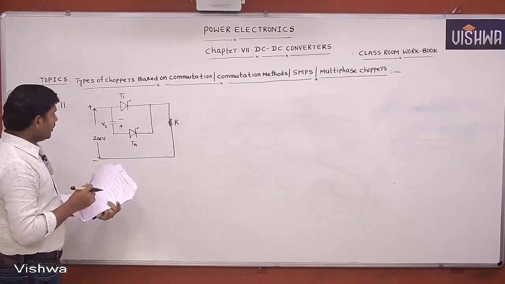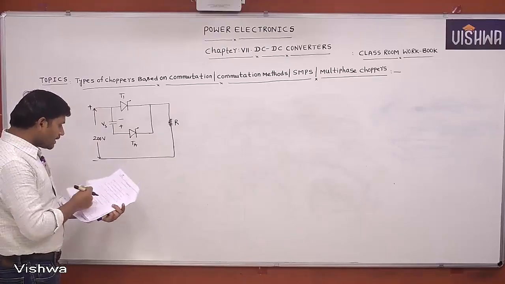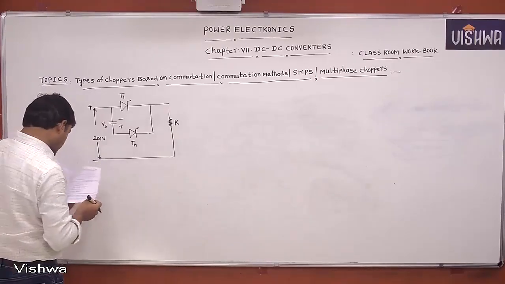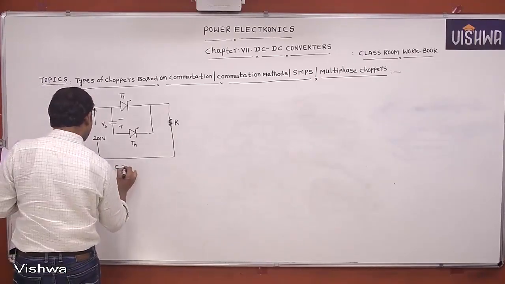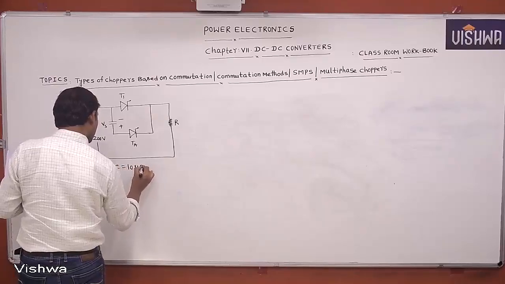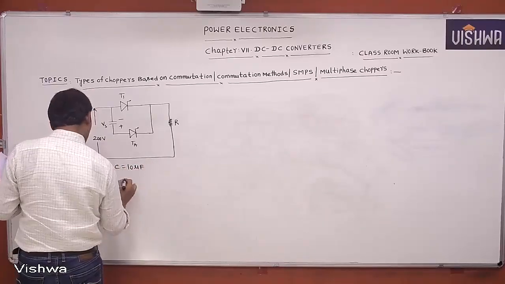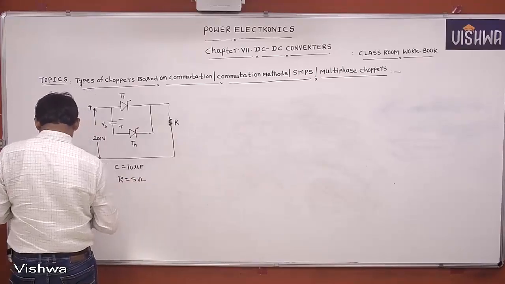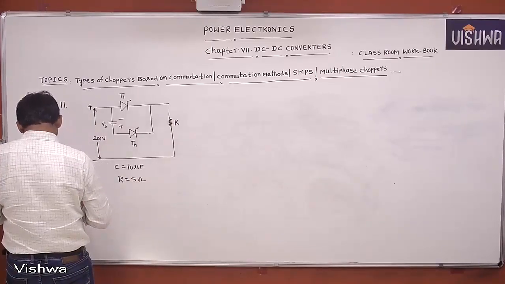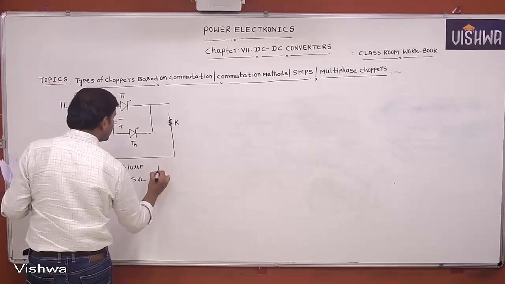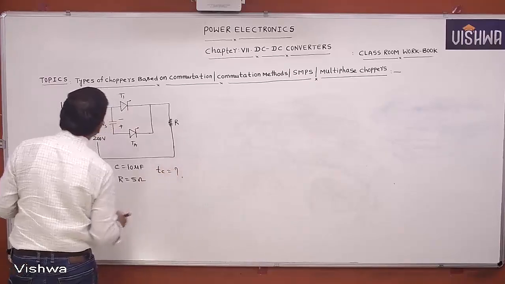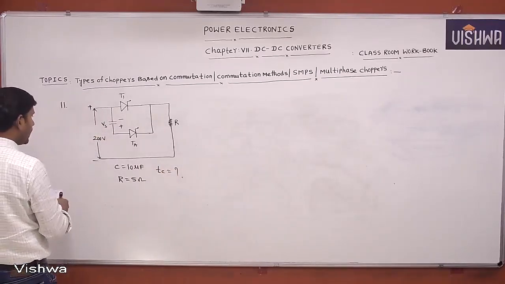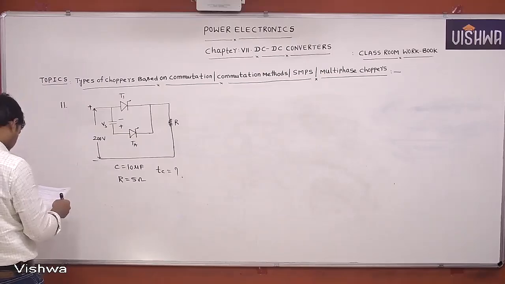Then what data is given? C equal to 10 microfarad, R equal to 5 ohms. Then you find the circuit turn-off time of the main thyristor.